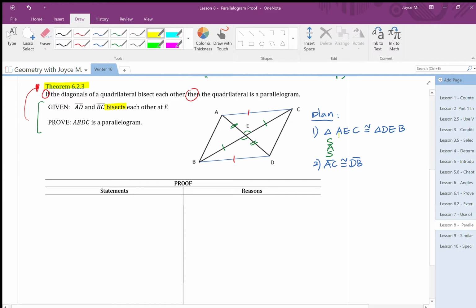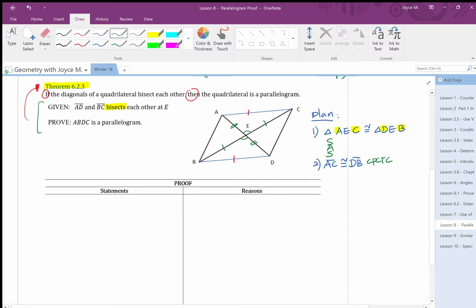Notice that the reason I can say AC is congruent to BD is because they are corresponding parts here. In the congruence statement, AC is the first letter and last letter in the first triangle, and DB is the first and last letter in the second. So these are corresponding parts, and this is true by CPCTC. That is the reason for it.